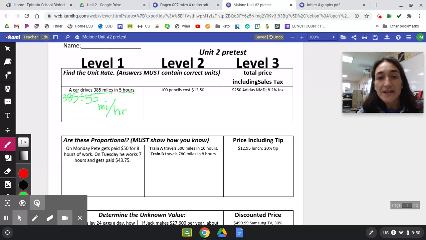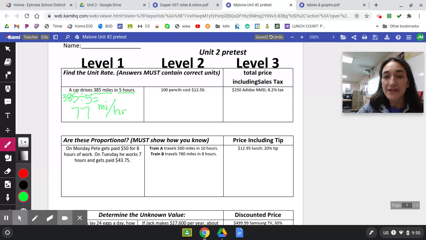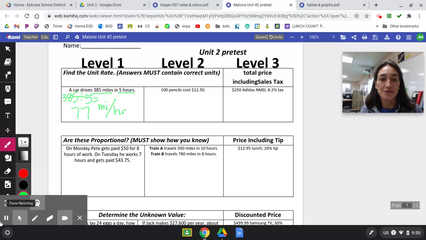Remember, order matters when you're presenting the answer. If you want to pause me and try to come up with your solution and check if you're right, okay, that would end up being 77 miles per hour. I abbreviated, but remember, abbreviations need to match what you are talking about. So there is your example on unit rate. Divide whatever the first label is by whatever the second label is. In this case, miles per hour.